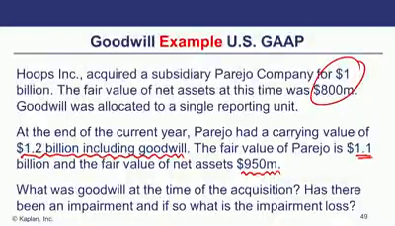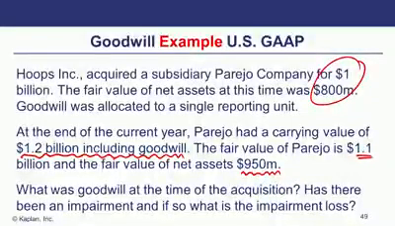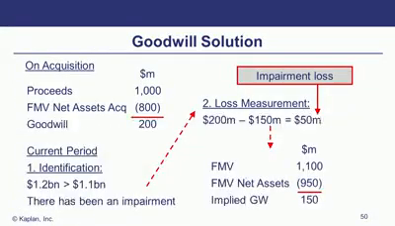Has there been an impairment? Yes, under both IFRS and US GAAP. Essentially, the fair value is 1.1, the carrying value is 1.2. Now, IFRS, of course, would measure that impairment as 100 million. US GAAP only uses that rule to identify that there's been an impairment. What we've then got to do is recompute goodwill. Okay, so let's have a look.